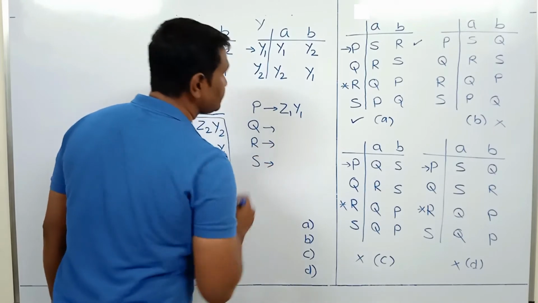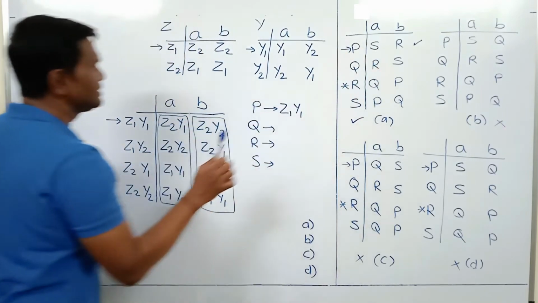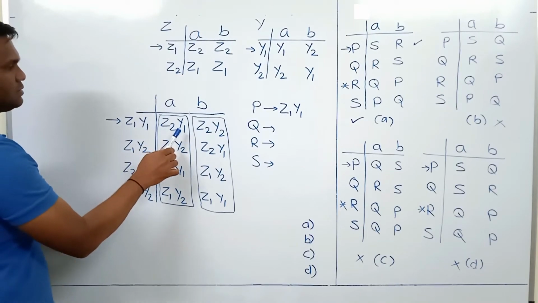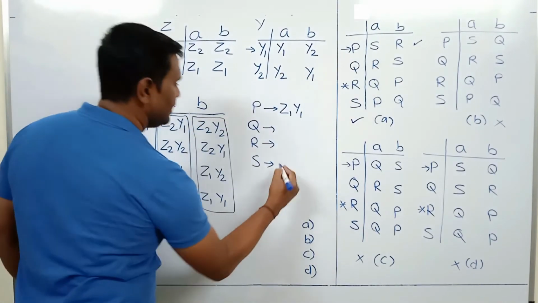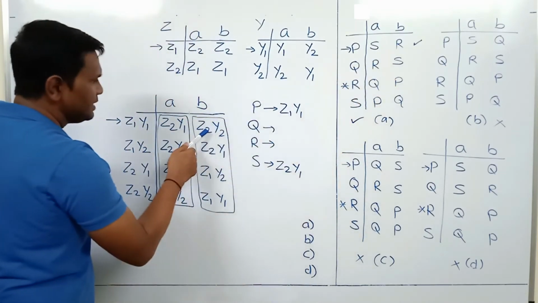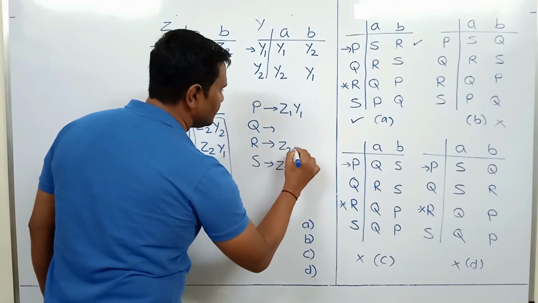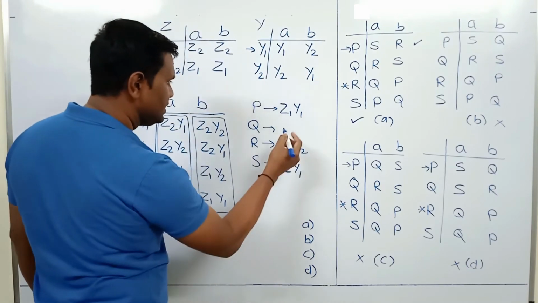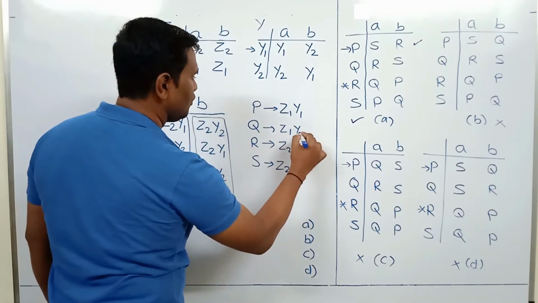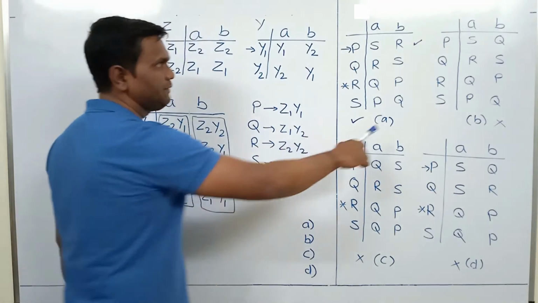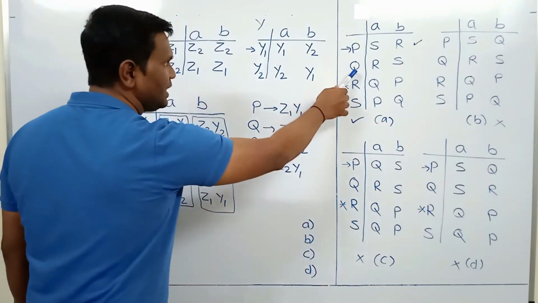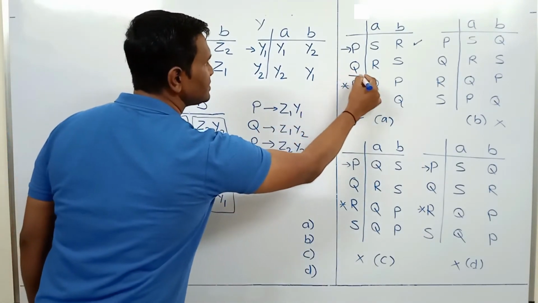mapping. P on A goes to S, z1 y1 on A goes to z2 y1. So z2 y1 is S, S is z2 y1. Similarly R is z2 y2 and then Q is z1 y2. Now we have to check whether these 3 transitions are consistent. So let's check these transitions.